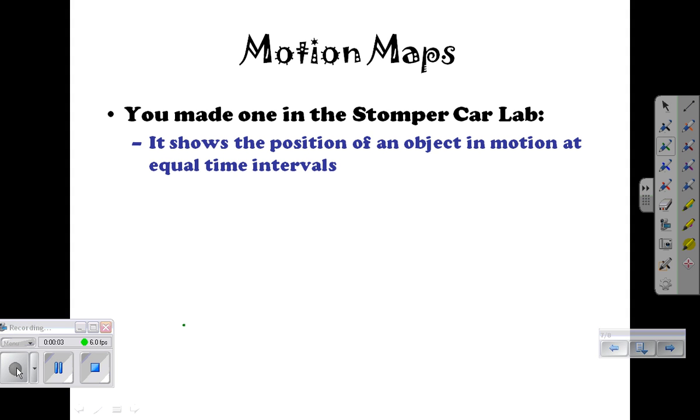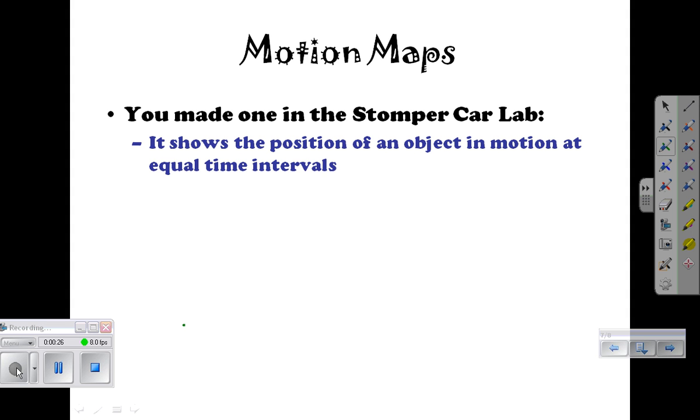Motion maps. Think of them like if a car had an oil leak, a car that has an oil leak and just keeps dripping oil, the same drip every time, the same amount at a regular time interval.